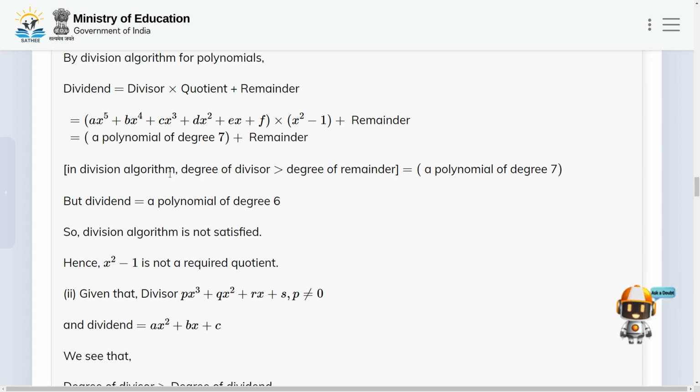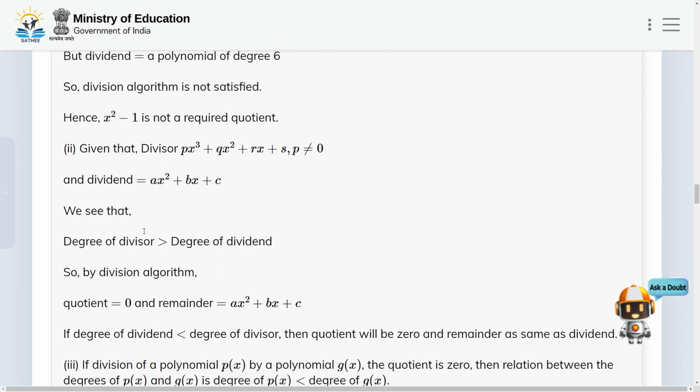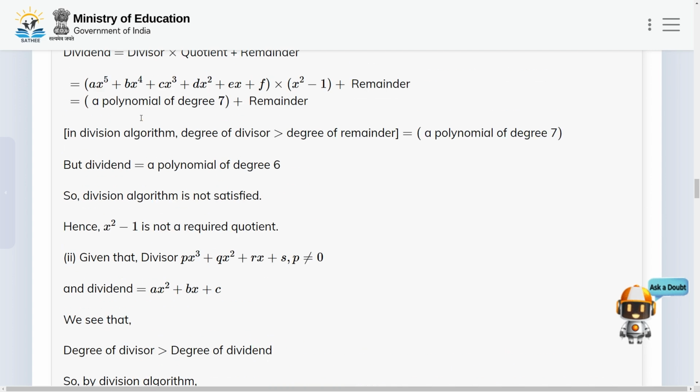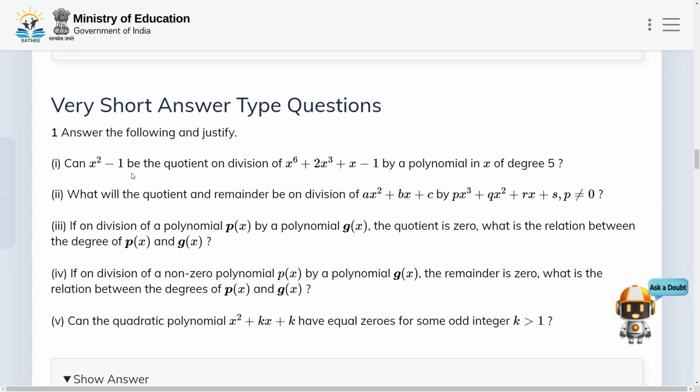So in the division algorithm, the degree of the divisor is always greater than the degree of the remainder. Okay, so the product is a polynomial of degree 7, but the dividend is a polynomial of degree 6. So the division algorithm is not satisfied here. So hence x square minus 1 is not a required quotient. Okay, so x square minus 1 is not a required quotient of this polynomial by a polynomial in x of degree 5.